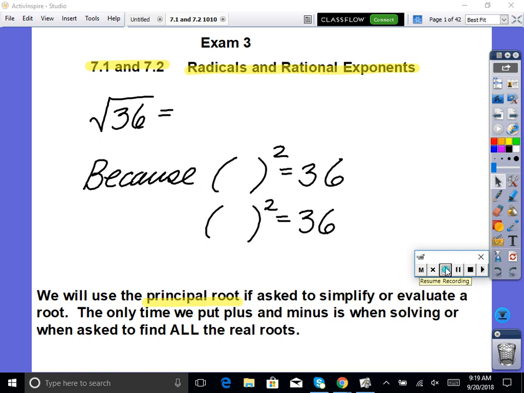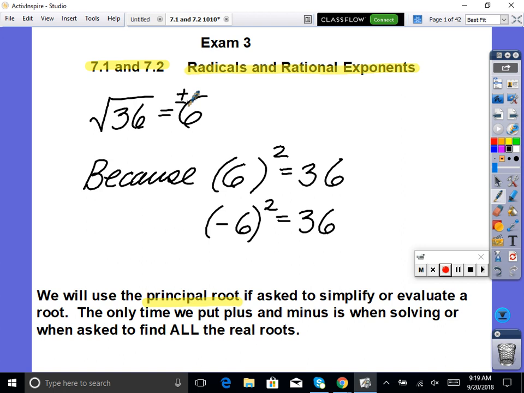7-1. So first of all, just a reminder about some radicals. Root 36 is 6, and that's because 6 squared equals 36, right, everyone? So technically, yes, negative 6 squared equals positive 36 as well. So that's why sometimes when we say the square root of 36, we would say plus and minus.